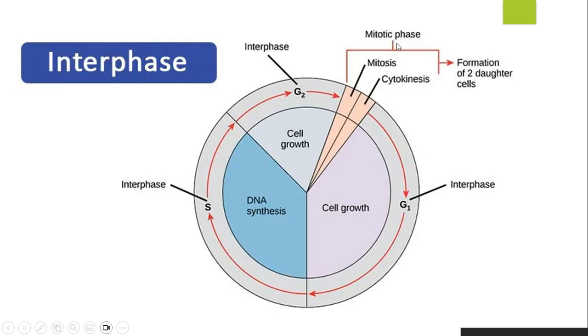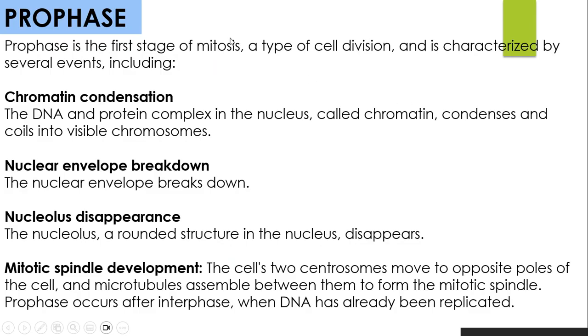And after mitotic phase, there's cytokinesis. The telophase is where you form two daughter cells. Prophase. Prophase is the first stage of mitosis. A type of cell division characterized by several events, including chromatin condensation. The DNA and protein complex in the nucleus called chromatin condenses and coils into visible chromosomes. Nuclear envelope breakdown. The nuclear envelope breaks down, right?